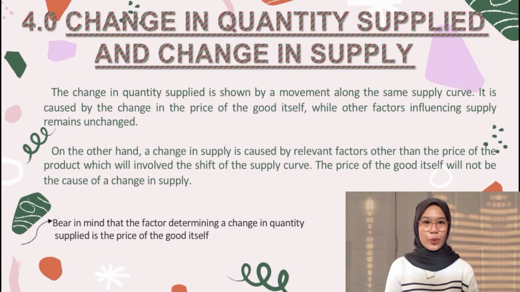Number 4. Change in quantity supply and change in supply. The change in quantity supply is shown by a movement along the same supply curve. It is caused by the change in the price of the good itself, while other factors influencing supply remain unchanged. On the other hand, the change in supply is caused by relevant factors other than the price of the product, which will involve the shift of the supply curve. The price of the good itself will not be the cause of a change in supply. Bear in mind that the factor determining a change in quantity supply is the price of the good itself.